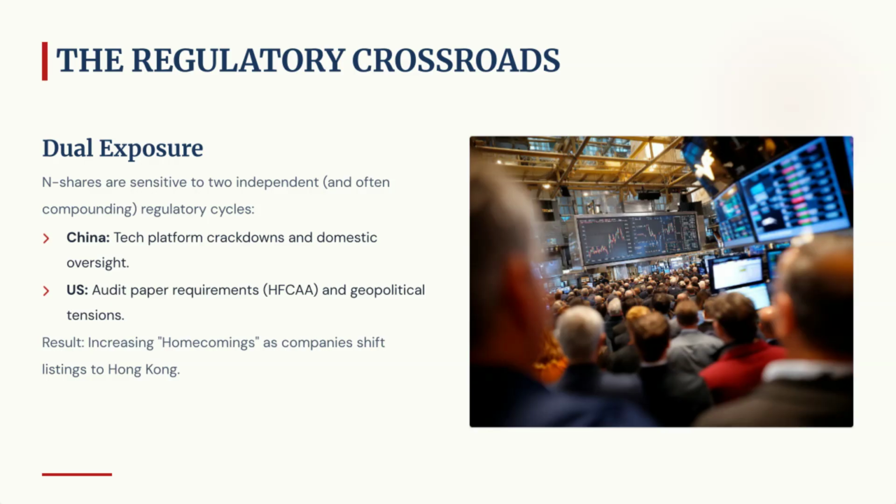At the same time, US regulatory pressure, specifically requirements that Chinese companies listed in the US provide access to their audit working papers, which Beijing had historically resisted, created the risk of forced delistings. Many companies responded by adding or shifting primary listings to Hong Kong, reducing their dependence on the New York market. N-shares now carry a different risk profile than they did 5 years ago. They are sensitive to both Chinese regulatory cycles and US-China geopolitical tension, two variables that can move independently and can compound when they move in the same direction.